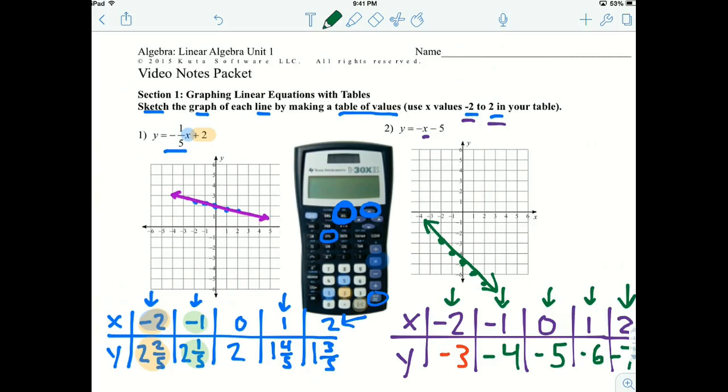We graphed our linear equation. Linear means line, so we graphed our line using a table. We started with a table from -2 to +2, and we plugged in each of those numbers into the original equation, like this here, and we got our y value, and then we plotted those points and connected them. Since we're graphing lines, these should always form a straight line.